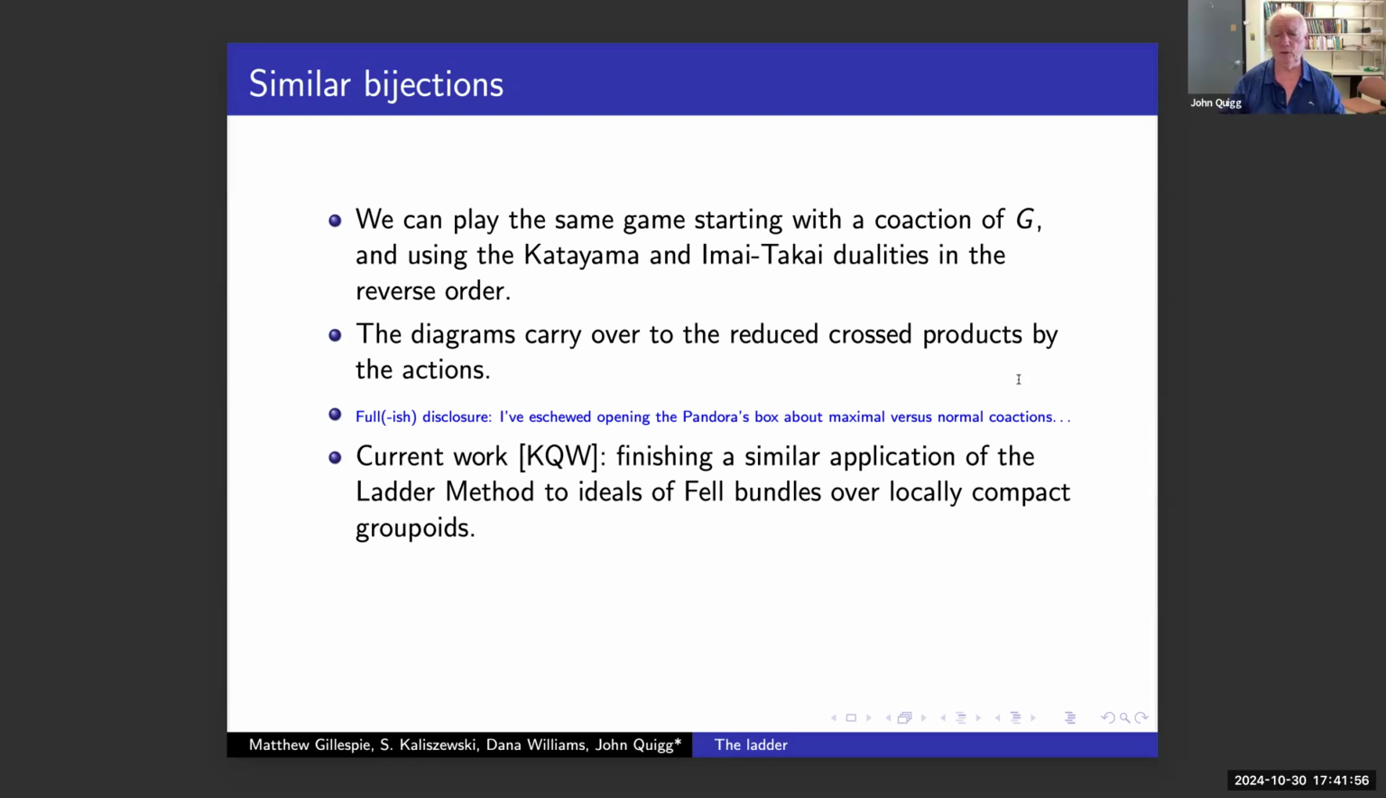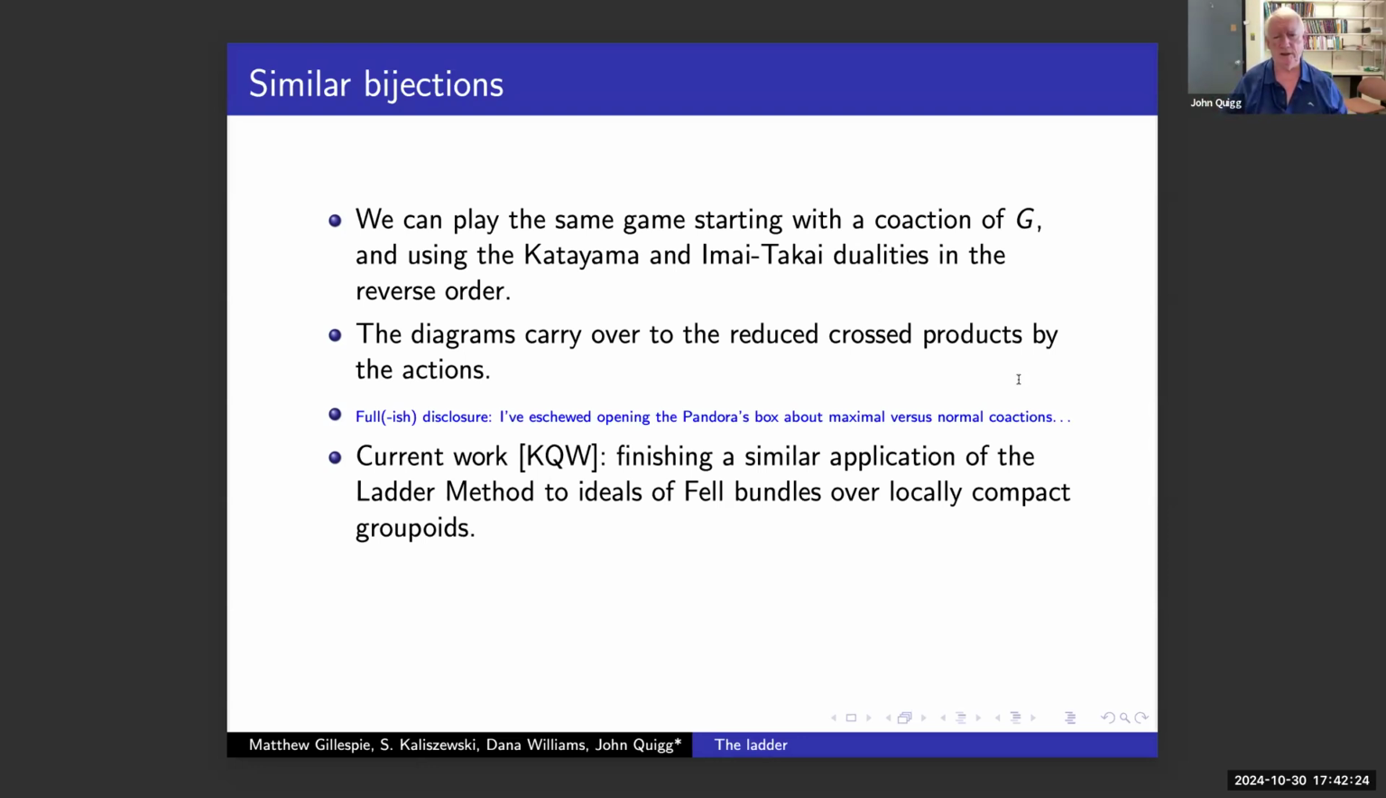If you have a locally compact groupoid, like a group, but it has many identities, it's a small category where all the morphisms are invertible. Anyway, if it's locally compact, a Fell bundle just consists of Banach spaces over each groupoid element, and the elements of these Banach spaces can be multiplied or adjointed.